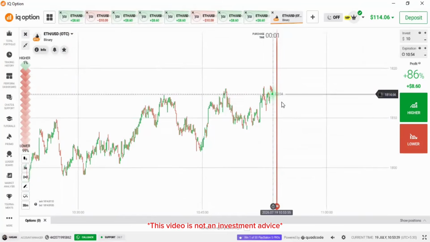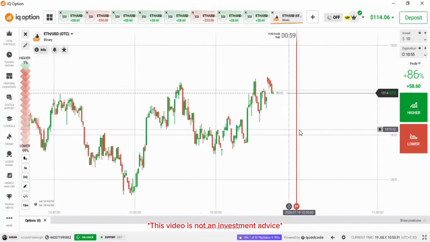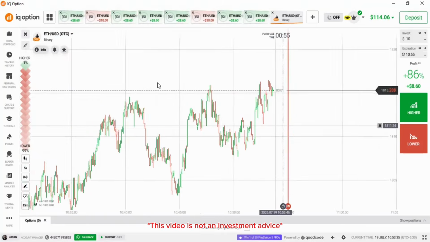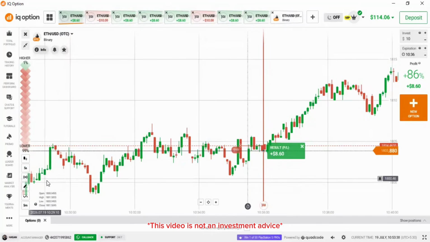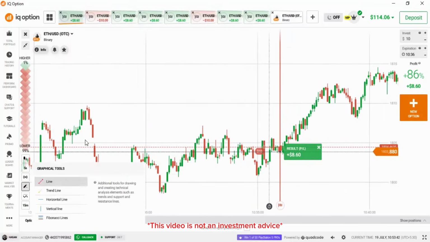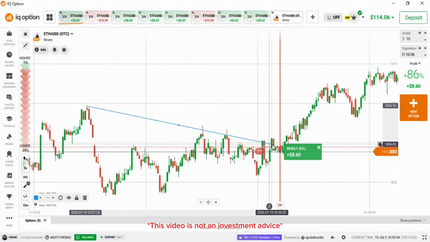So we can't place here a lower option trade easily because the market created a green candle instead of a red candle. Okay. So this is my first trade, because of this trend line.